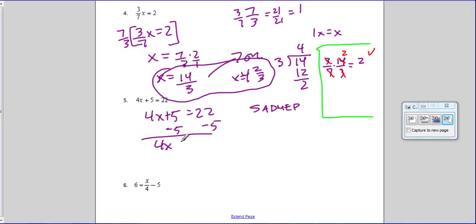And I get 4x equals 22 minus 5, which is 17. Now I have 4 times x is 17. To undo the multiplication, I use division. So I get x equals 17 over 4. Or to write it as a mixed number, I divide 4 into 17. 4 goes into 17 4 times. 4 times 4 is 16. Subtract, you get 1. So this is 4 1/4.